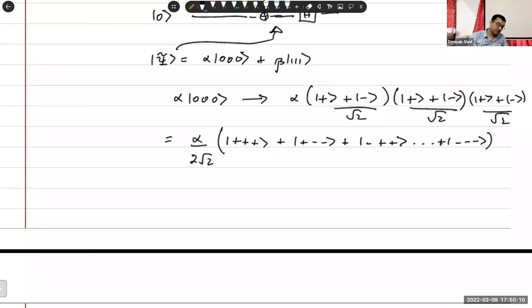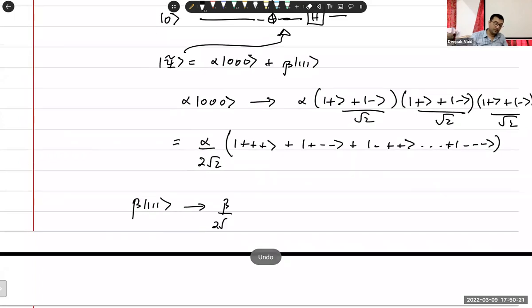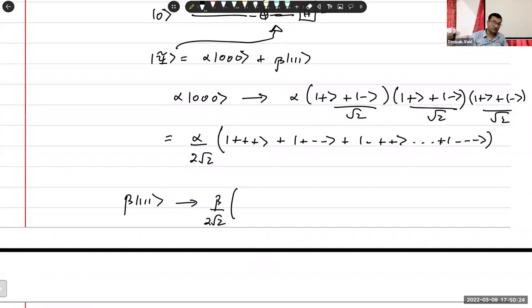What happens to the beta one? Exactly. You get alternating signs depending on the number of minus qubits, right? So you will get plus, plus, plus, right? Plus, minus, minus. But then if you have one minus, you'll get a negative sign. You'll get a negative phase. Okay? And so on.